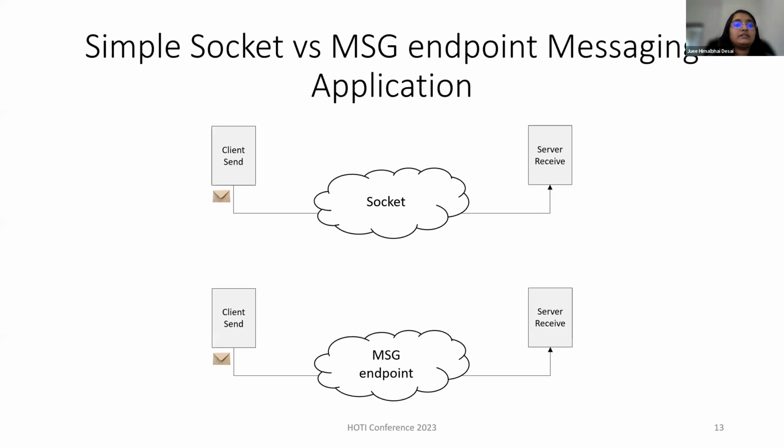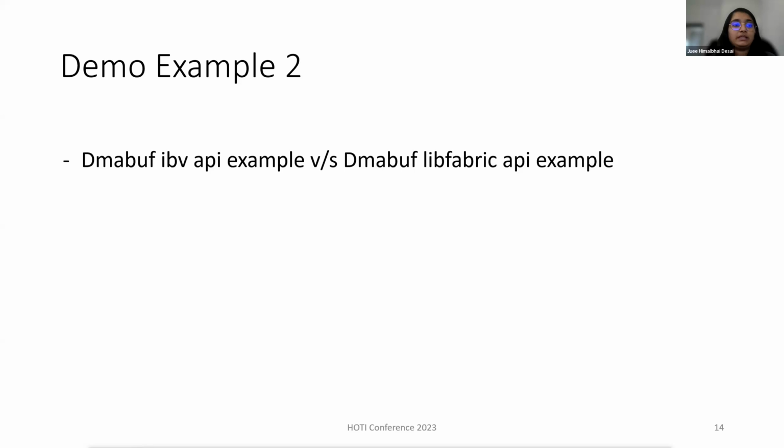Okay, this slide is basically to reiterate what we just saw in the examples. This is the same diagram, and the purpose is to show that we wrote a messaging application using sockets and the Libfabric message endpoint, but ultimately it's doing the same thing. Next I will explain GPU data transfer using DMA-buf IBV APIs. On the other hand, we'll also see how we can program a GPU data transfer application using the Libfabric APIs.